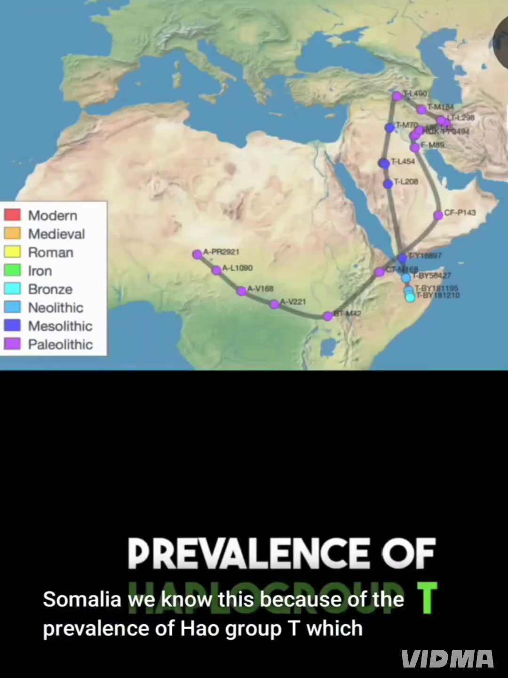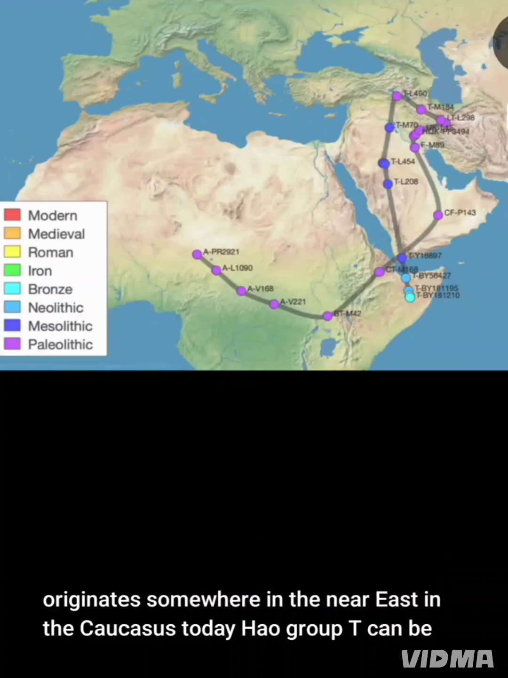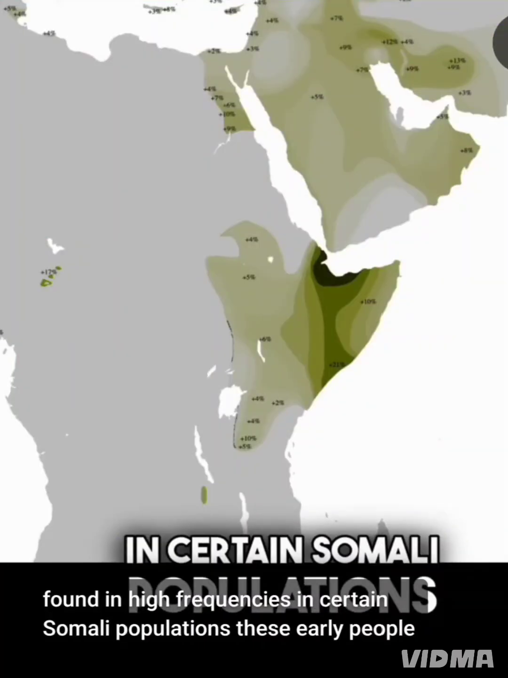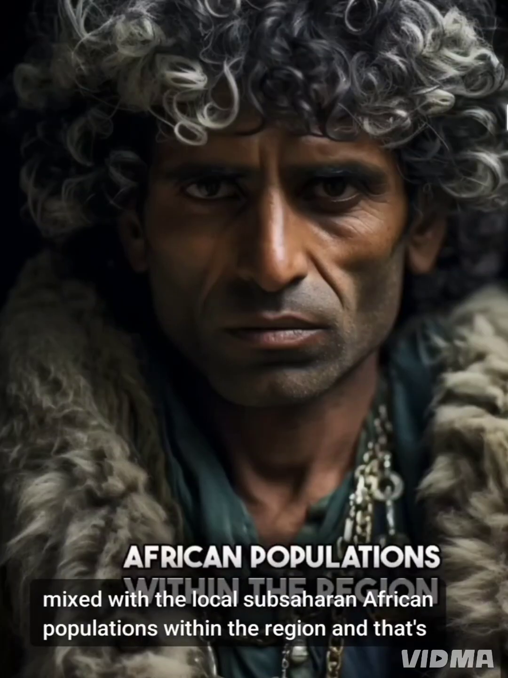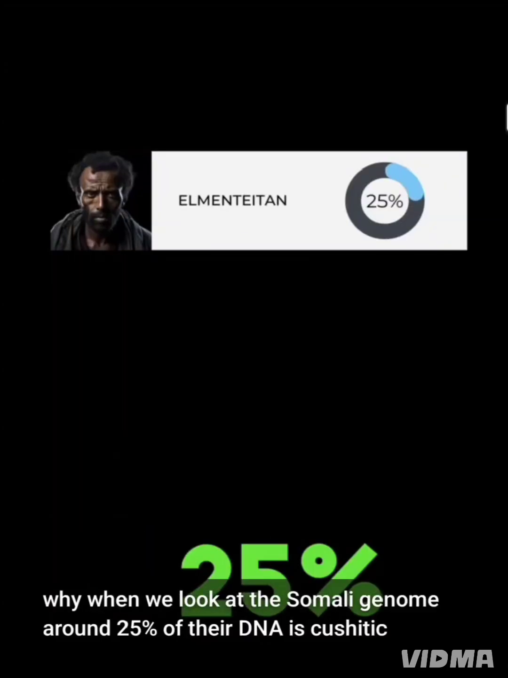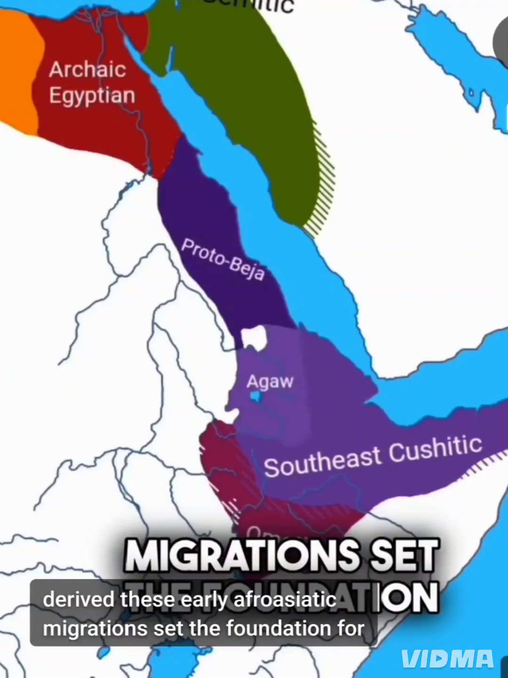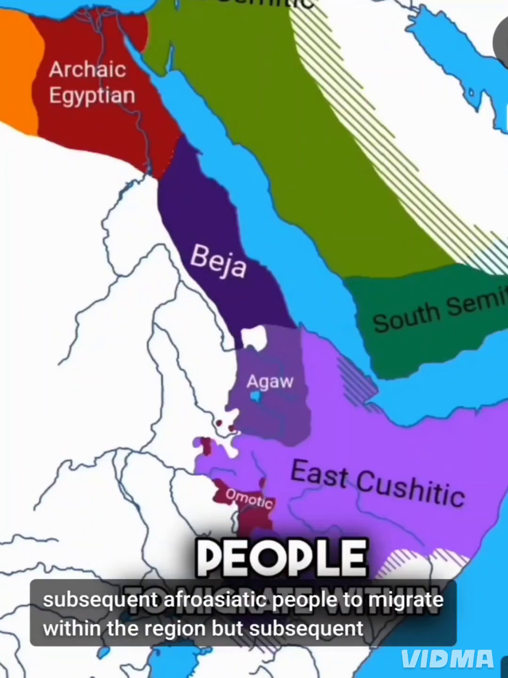We know this because of the prevalence of haplogroup T, which originates somewhere in the Near East and the Caucasus. Today, haplogroup T can be found in high frequencies in certain Somali populations. These early people mixed with the local sub-Saharan African populations within the region. And that's why when we look at the Somali genome, around 25% of their DNA is Cushitic derived. These early Afro-Asiatic migrations set the foundation for subsequent Afro-Asiatic people to migrate within the region.